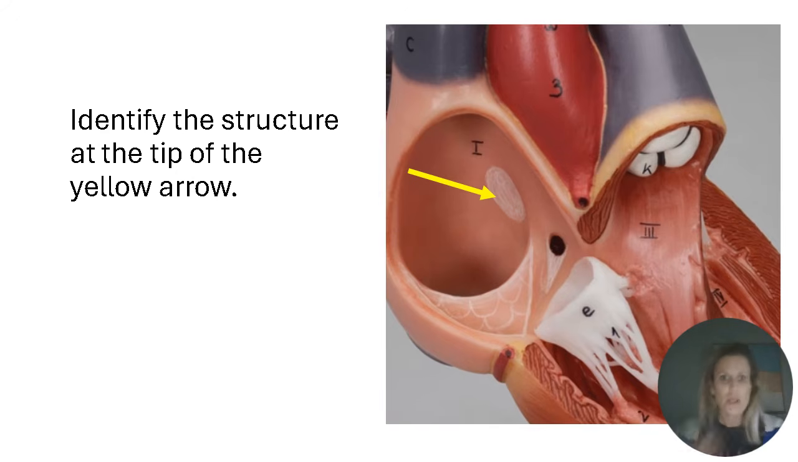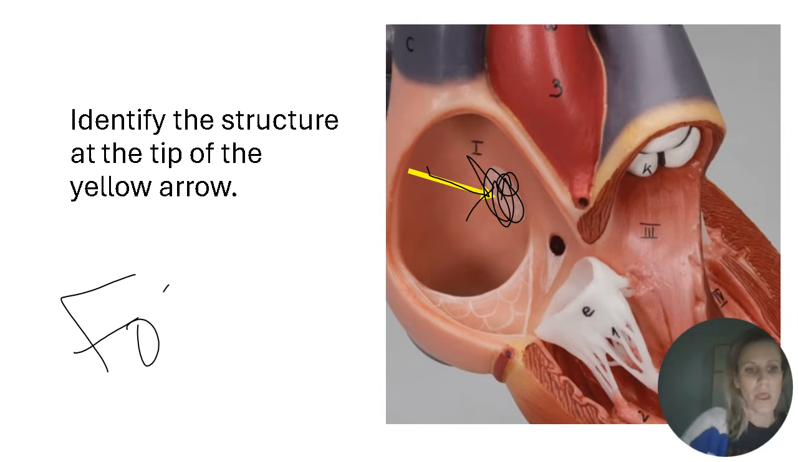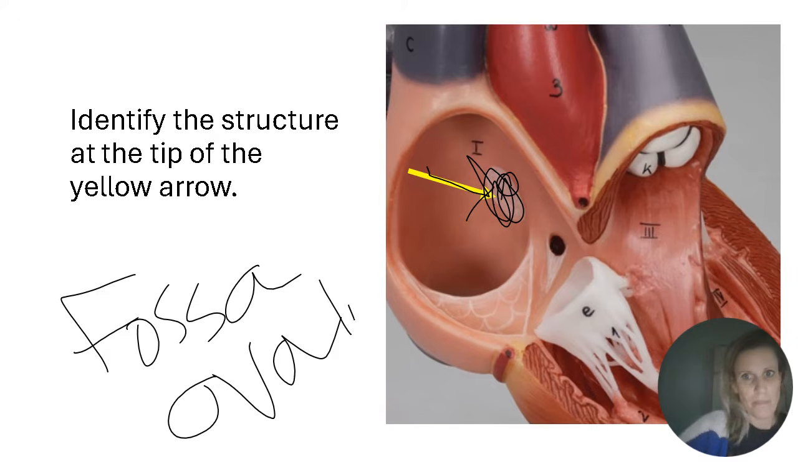So this is pointing to, this is in an adult's heart. This is the little scar that's left over from the hole between the atria. So when that hole between the atria closes up, what we're left with is this little imprint called the fossa ovalis.